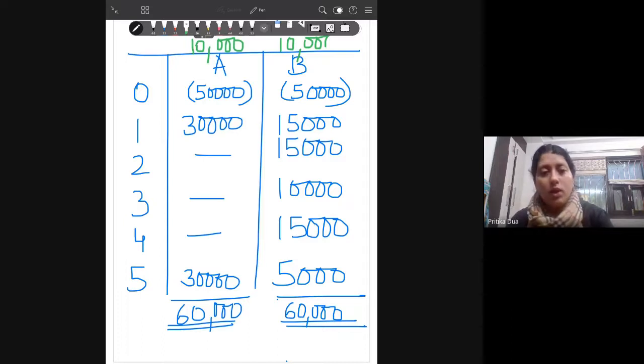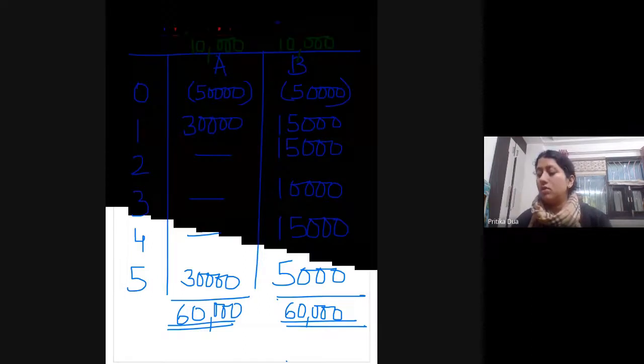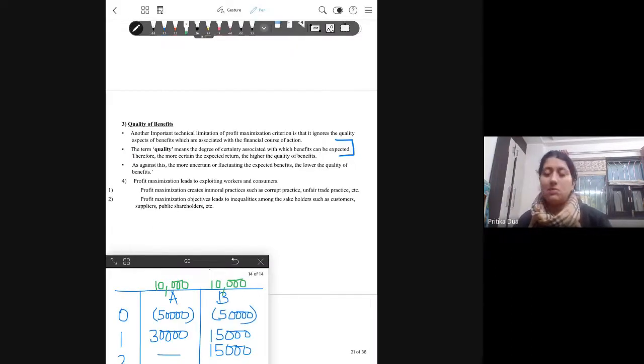So in terms of quality of benefits, machine B is better than machine A, but obviously profit maximization as a concept treats both the machines as the same, and this turns out to be a major drawback of the objective of profit maximization.